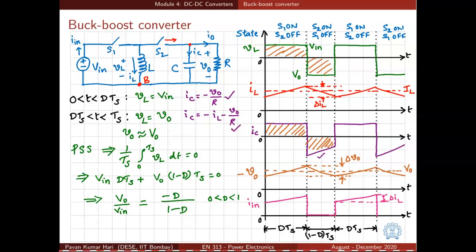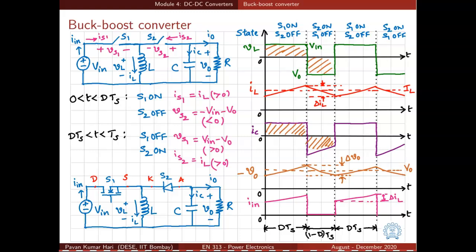And how does the input current look like? Because we are interested in the input current also, the current drawn from the DC source. We want it to be ideally a constant. But the current drawn from the source I in will turn out to be pulsating in this case, because it is the current through the switch S1, and I in is equal to IL in the first interval. In the second interval, I in is 0, and that is what is shown in this pink color waveform. The average value of input current has already been calculated by using power balance earlier.